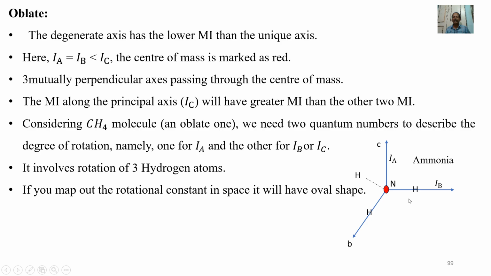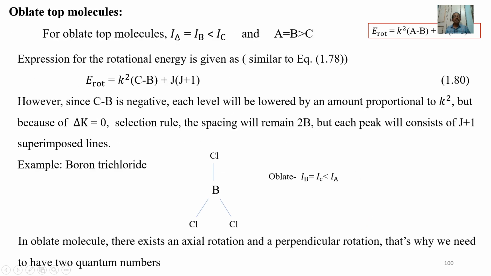For oblate top molecules, IA which is equal to IB less than IC, that is A equals B greater than C, the expression for the rotational energy is given as follows. This is exactly similar to equation 1.78: E rotation equals K square times (C minus B) plus B J into J plus 1. Since C minus B is negative, each level will be lowered by an amount proportional to K square. So that's why we have written it as a lower level, just below. But because delta K equals 0, the same selection rule applies, and the spacing will remain 2B. But each peak will consist of J plus 1 superimposed lines.